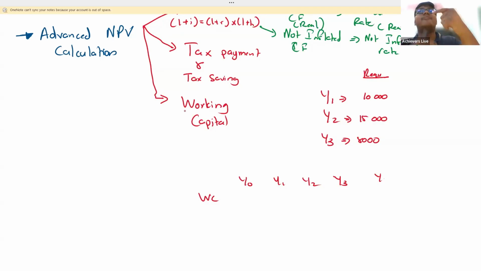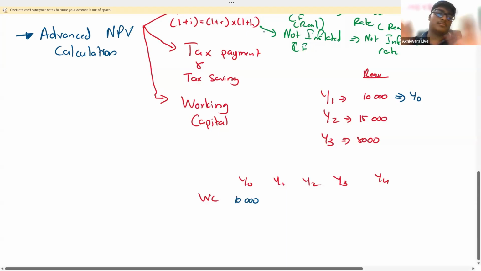So always you have to invest working capital 1 year in advance. So year one's working capital will be invested in year 0. In year one, if we need $10,000 for working capital purposes, we have to invest that $10,000 in year 0 itself. So we are investing $10,000.